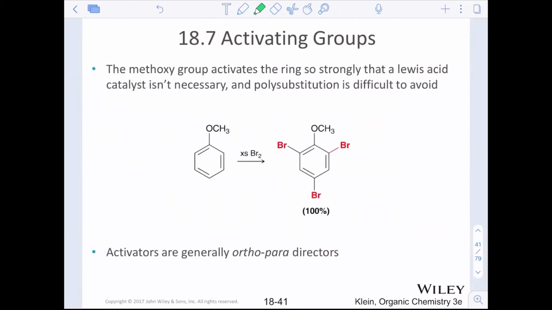The methoxy group activates the ring so much, it is such a strong activator that the Lewis acid catalyst is not necessary for halogenation, because the ring is so strongly activated with that oxygen. Poly substitution is difficult to avoid. All right, but what we see again is that we get positions that are ortho and para, O and P, no metas.